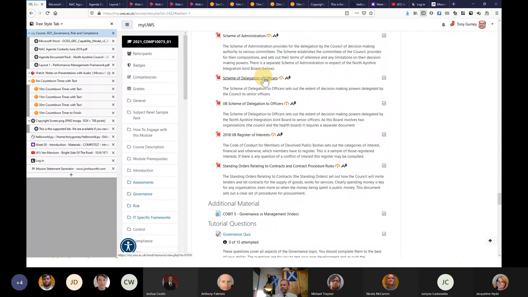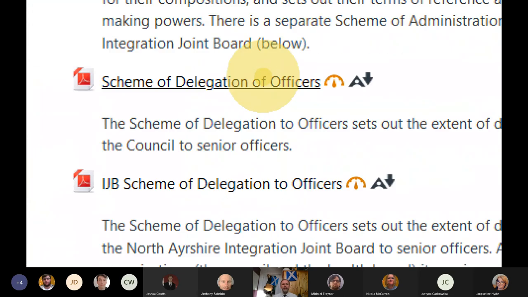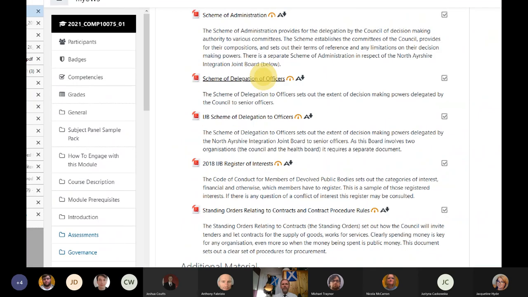So the question then becomes, where does it stop being something that you delegate to staff and something that you want to make the decision on yourself? So things like that are laid out in these documents. What is the extent of the decision-making power that you get? Is it £1 million or is it £1? And do different people get different amounts? No, probably.